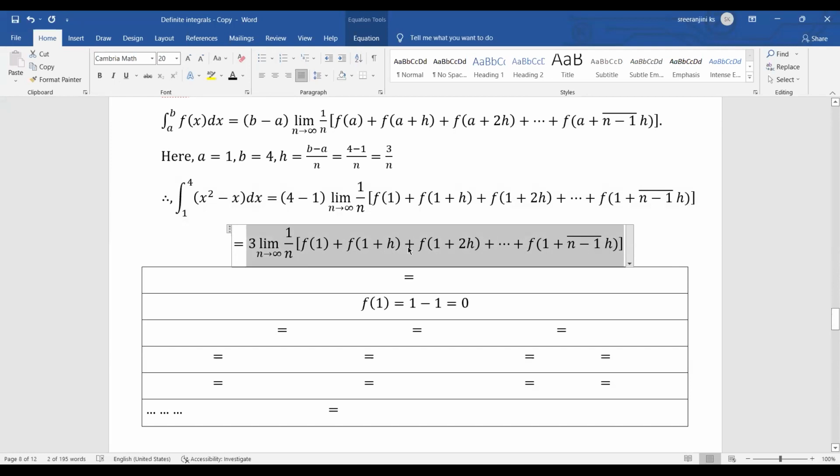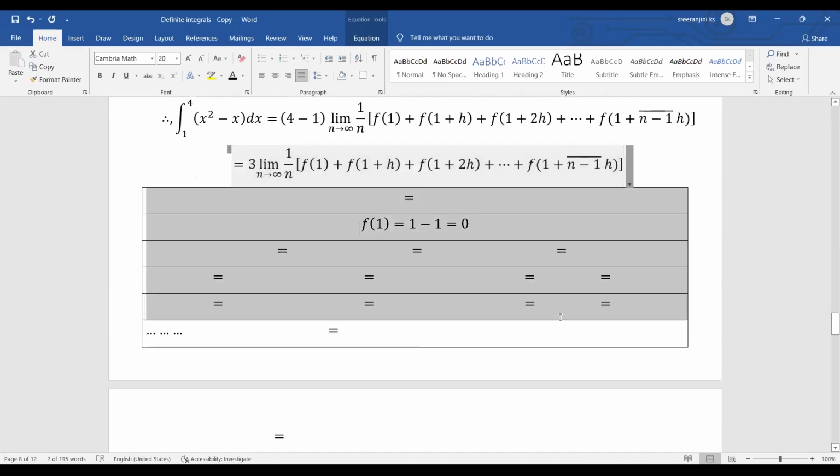In previous problems, the lower bound was 0, so we got f of 0 plus f of h plus f of 2h plus etcetera, plus f of (n minus 1)h. But here, the lower bound is 1. Therefore, it will be f of 1, since a is equal to 1, plus f of 1 plus h plus f of 1 plus 2h plus etcetera, plus f of 1 plus (n minus 1)h.